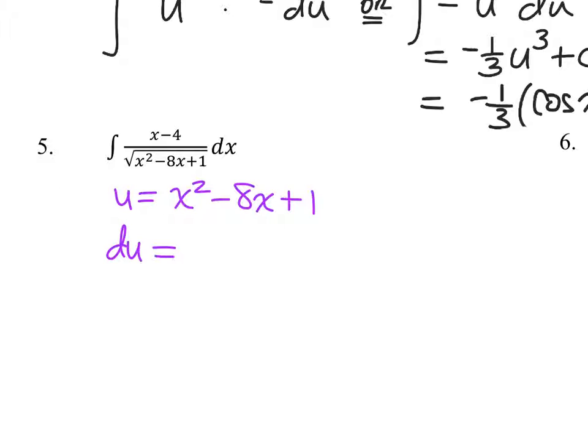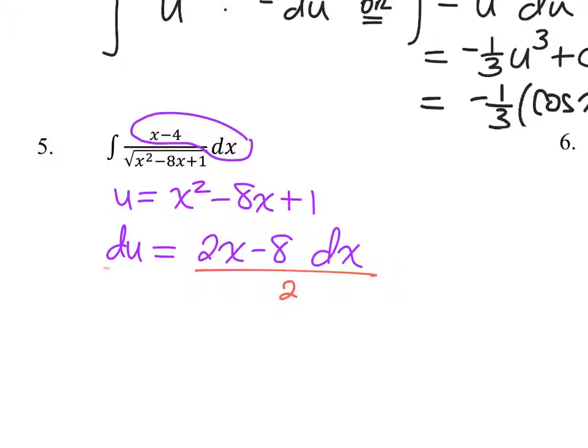du equals 2x - 8 dx. Well, that's nice, because I'm looking at the numerator here of x - 4 dx, and I look at what I just came up with, 2x - 8 dx. That's exactly double x - 4 dx. So let me divide by 2. So 1/2, let me keep that purple actually.